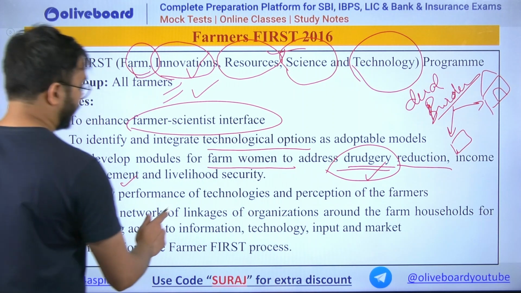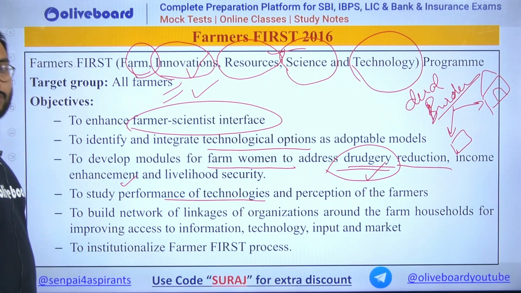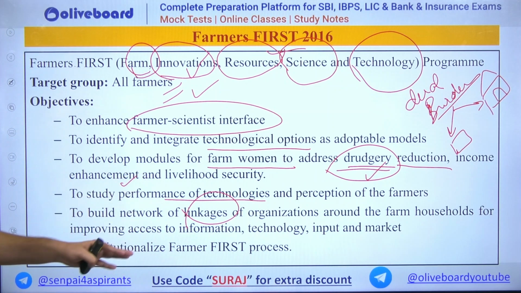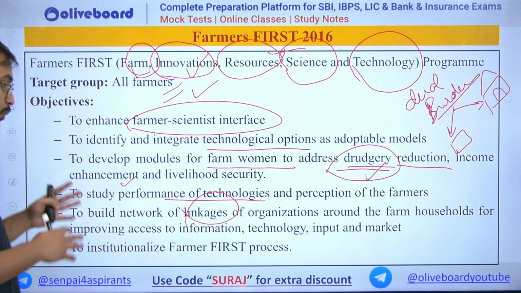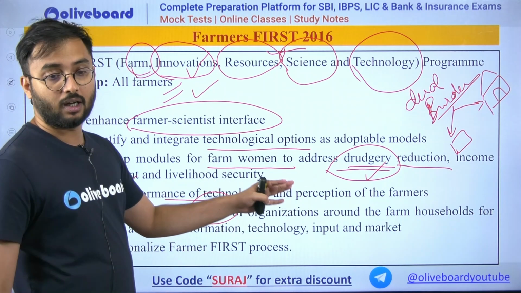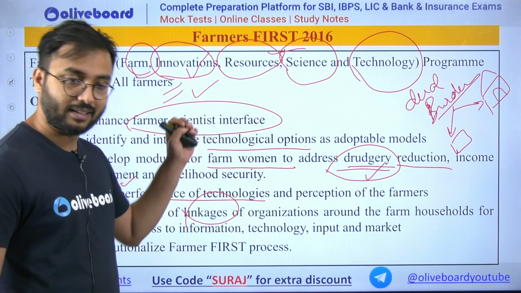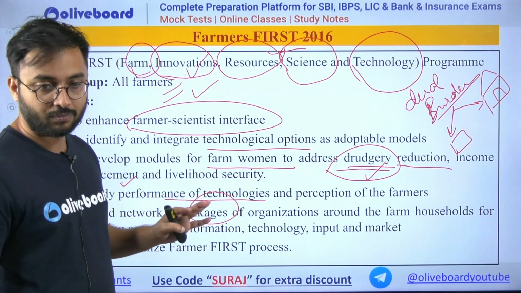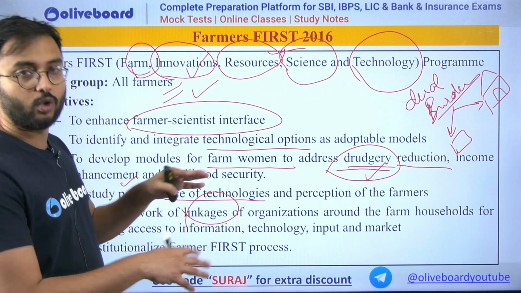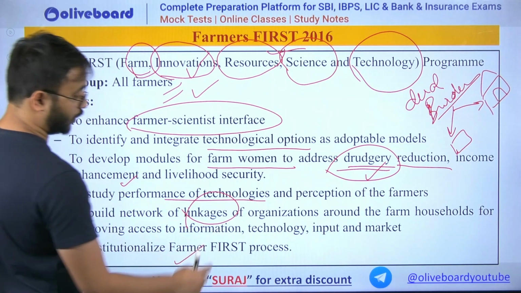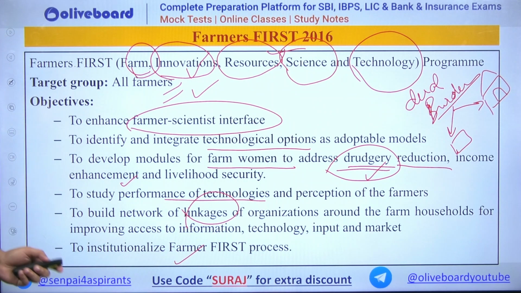Okay. Another aim is to study the performance of the technology and perceptions of the farmers, and to build a network where we can link different farming organizations, governments, NGOs, technology companies, corporates and other institutions, so that overall we can create a commune of agriculture. Then, to institutionalize the Farmers First process, okay, so this also we can do.